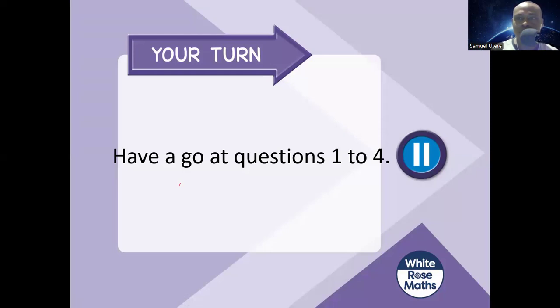And you've also learned that commutative means the order of operations do not matter. So 3 times 5, same thing as 5 times 3. 2 plus 5, same thing as 5 plus 2. You've also learned that the number that you write next to a letter is called coefficient, and the letter is called variable. Okay, I'd like you to have a go at questions 1 to 4.